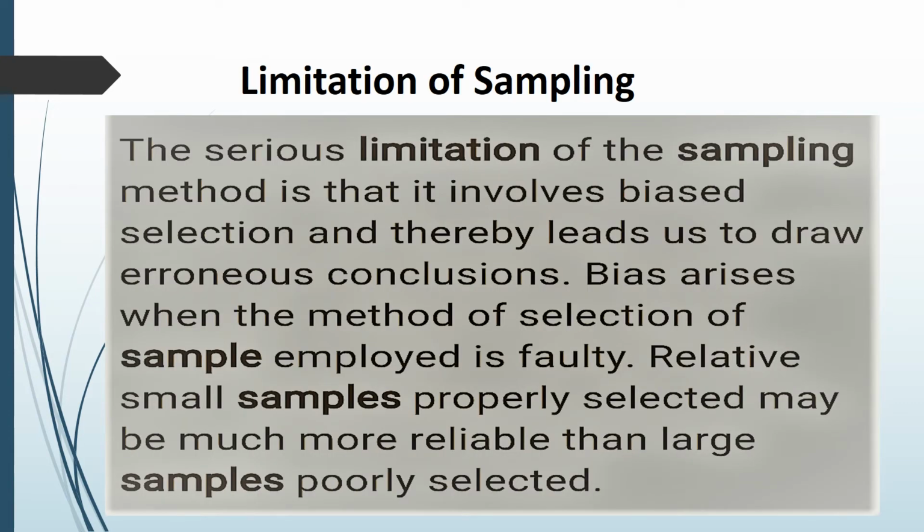Then the limitations of sampling. The serious limitation of the sampling method is that it involves biased selection and thereby leads us to draw erroneous conclusions. Bias arises when the method of selection of the sample employed is faulty. Relatively small samples properly selected may be much more reliable than large samples poorly selected.